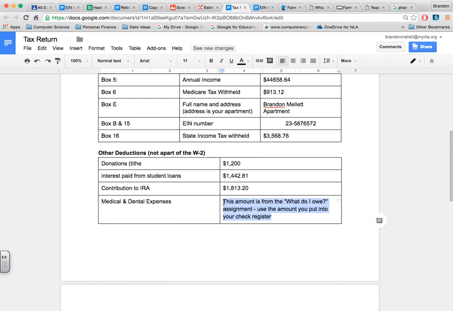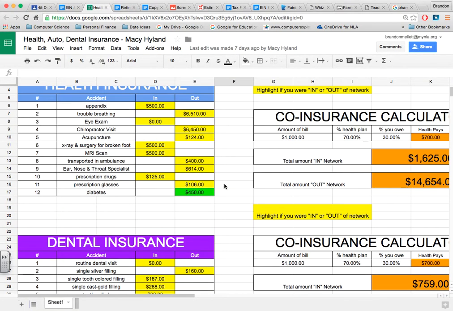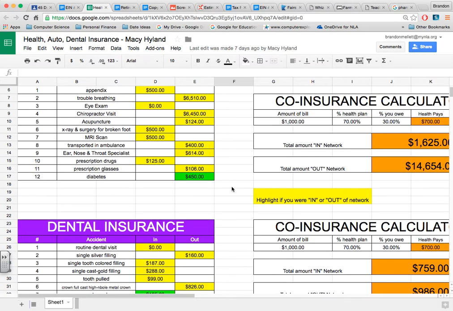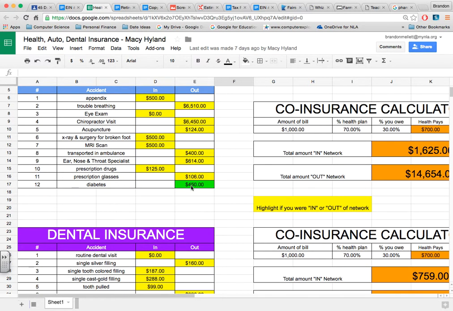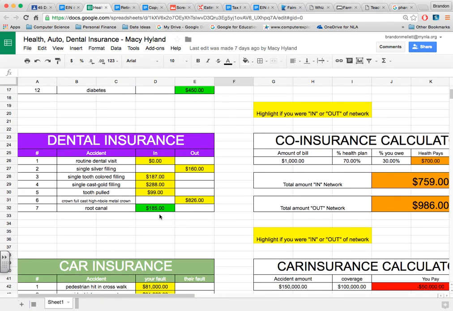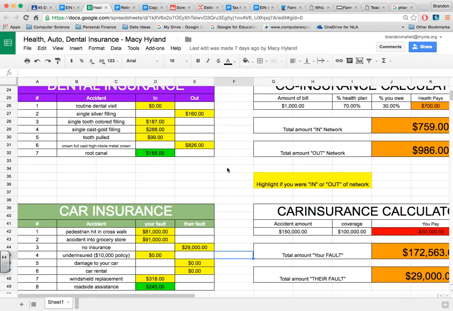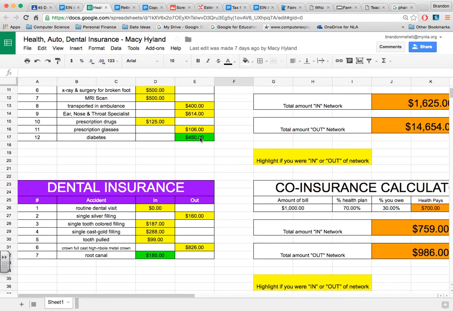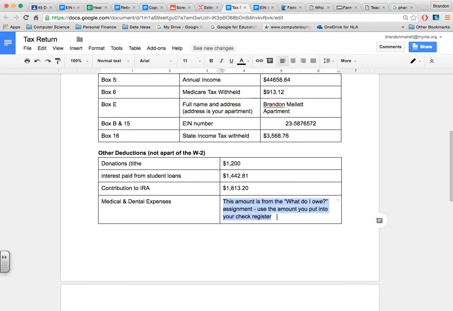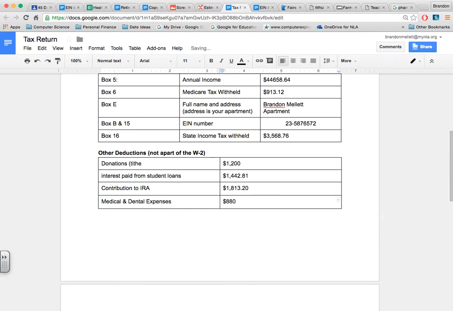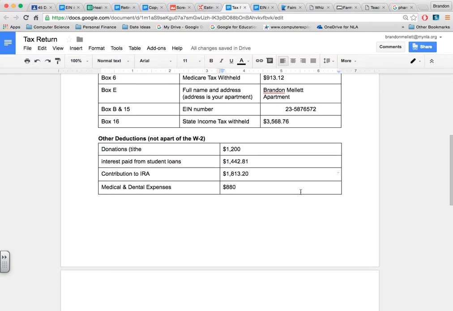On Google Classroom, this is the assignment, "What do I owe?" This is where we did the spreadsheet and the drawing and the random numbers, and you were supposed to highlight the 3 that you're responsible to pay. So for health insurance, $450 is what I had to pay. Dental insurance was $185, and car insurance was $245. We need to add up all 3 of these, and we can write this off as a medical and dental expense. When we add up all 3 of those, we get $880.